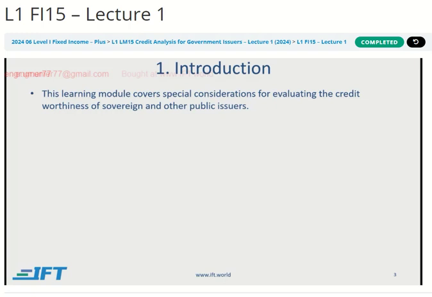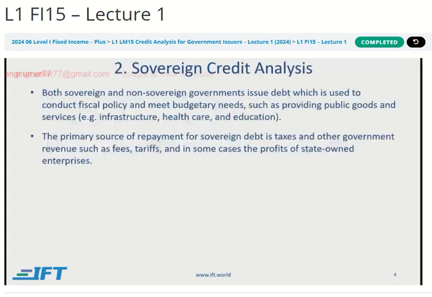So why do we need a special approach for this? Because of course, a government is not a company. For corporate bonds, a different type of analysis is required. You get into the default risk and all the things that we discussed with respect to the spread for credit risk. But when we talk about governments, sovereigns, and other public issuers, then we need to have a different approach to evaluating this creditworthiness.